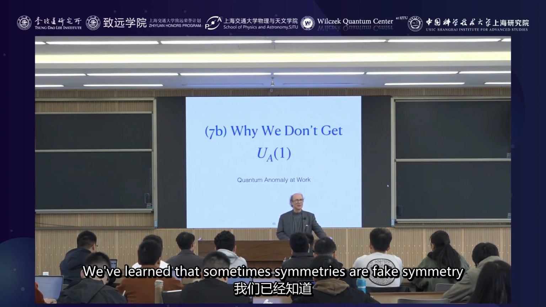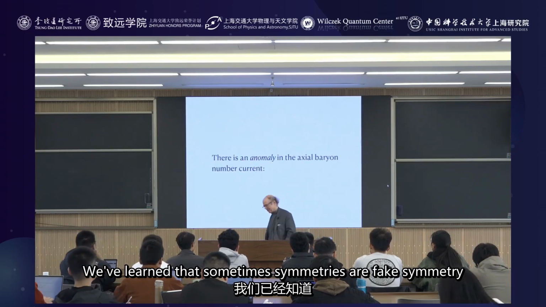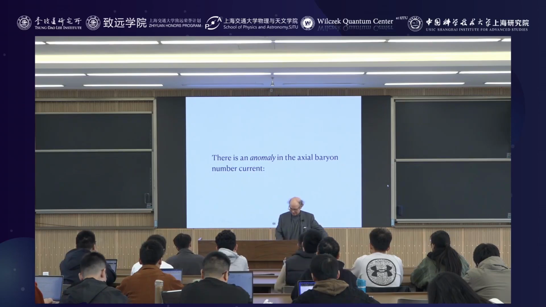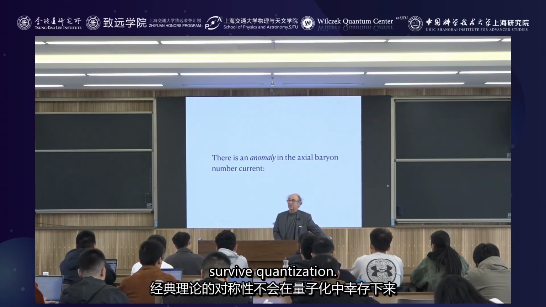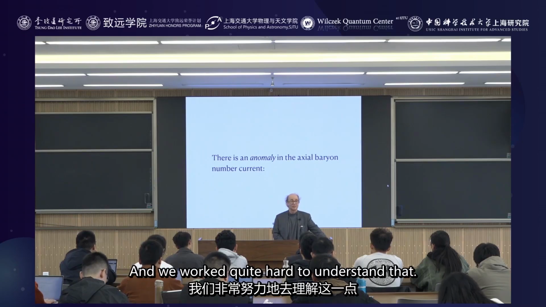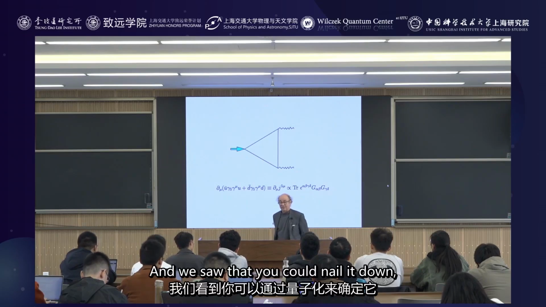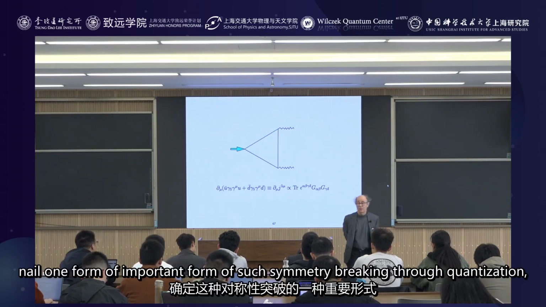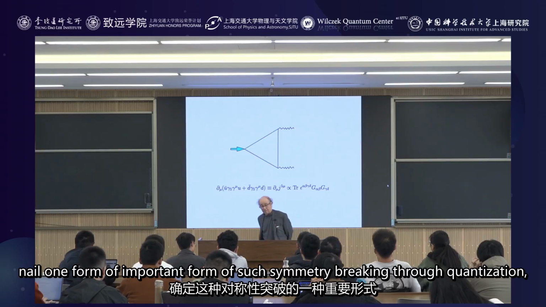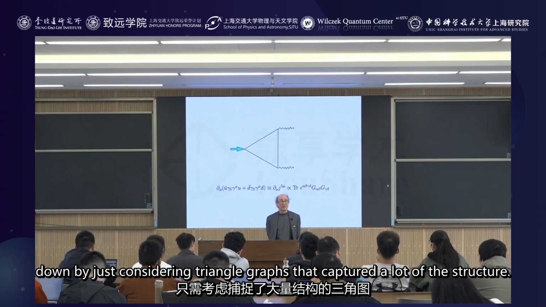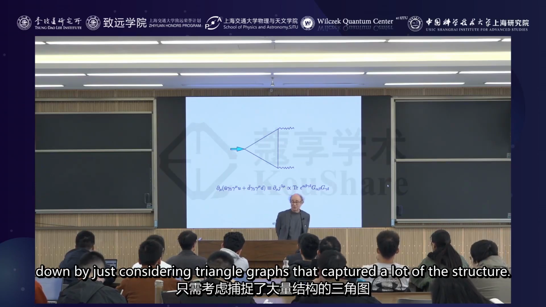Well, we've learned that sometimes symmetries are fake. Symmetries of the classical theory don't survive quantization. And we worked quite hard to understand that. And we saw that you could nail down one important form of such symmetry breaking through quantization by just considering triangle graphs. That captured a lot of the structure.